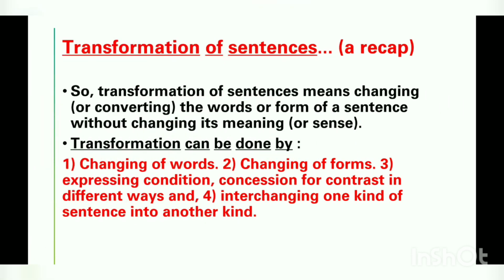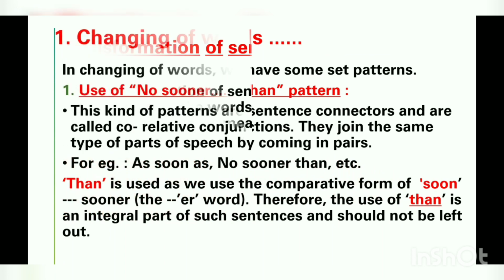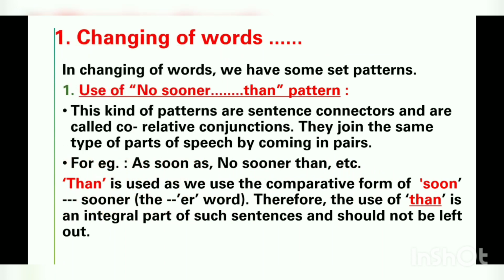Now, as you can see, we will have a recap of what we learned. Transformation of sentences means changing the words or form of a sentence without changing its meaning. That's simple. We have learnt it. And there are four main methods: changing of words, changing of forms, expressing condition, concession or contrast in different ways, and interchanging one kind of sentence into another. So these are the four major methods of transforming sentences. We are going to learn the first one.